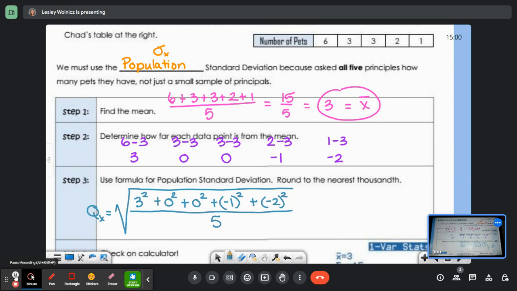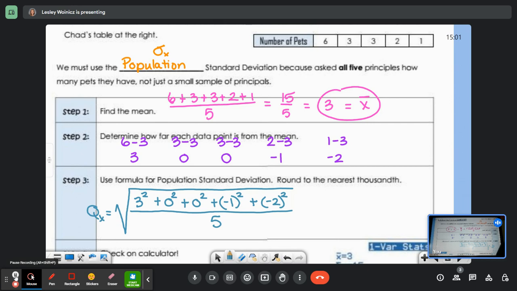Okay, so let's think about this for a minute. If we wanted to find the average distance, couldn't we just add up the distances and divide by how many there were? You'd think so, right? But what happens if we add a positive 3 and a negative 1 and a negative 2 and some zeros? Yeah, we cancel each other out because of the positives and the negatives.